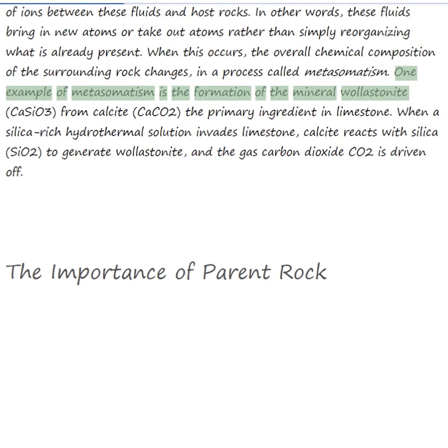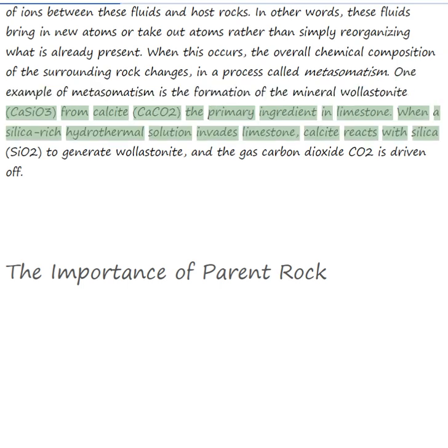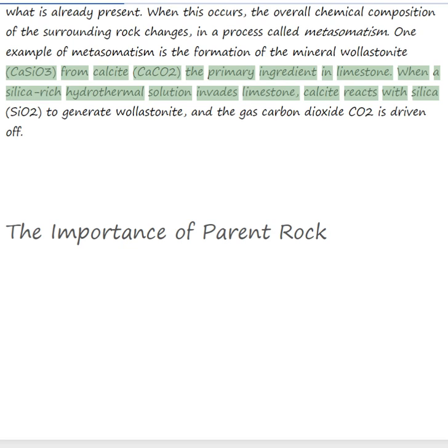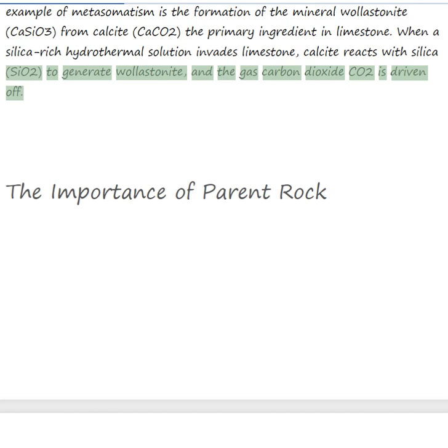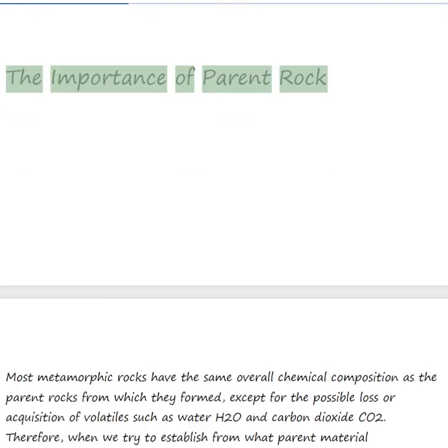One example of metasomatism is the formation of the mineral wollastonite from calcite, the primary ingredient in limestone. When a silica-rich hydrothermal solution invades limestone, calcite reacts with silica to generate wollastonite, and the gas carbon dioxide (CO2) is driven off. The importance of parent rock.